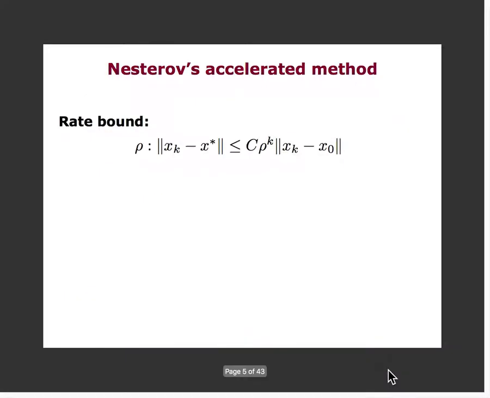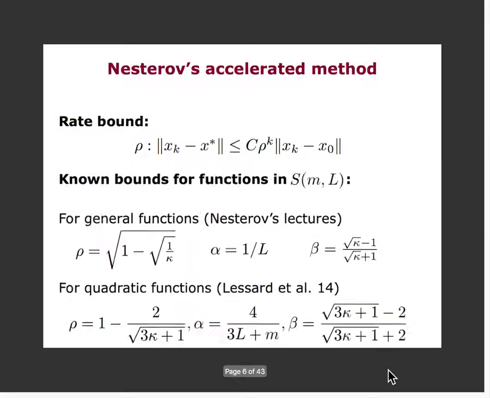Okay, as I mentioned, we're going to be looking at rate bounds defined in this way. So we want the error of the kth iterate to be bounded by some rho^k times the distance of the original iterate to the optimum. Okay, so there's a typo here. This should be x star here. So we're going to be looking at things of this kind, trying to find these rhos.